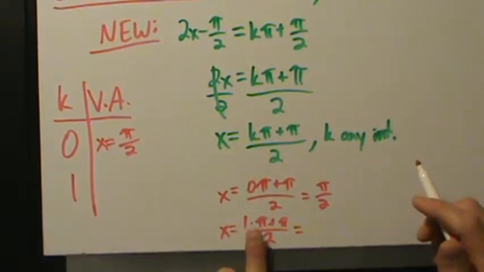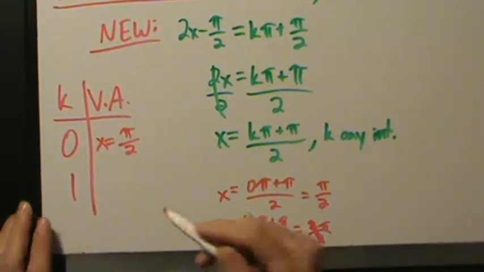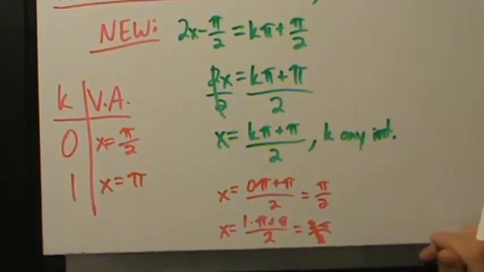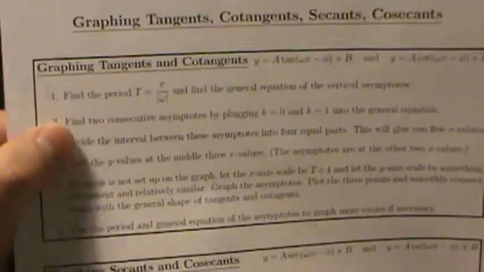1 times pi is pi, pi plus pi is 2 pi, so this is 2 pi all over 2. The 2's cancel, and we're just left with pi. So x equals pi. Okay, so those are our 2 consecutive vertical asymptotes. Nothing too complicated. So that's it for step 2.